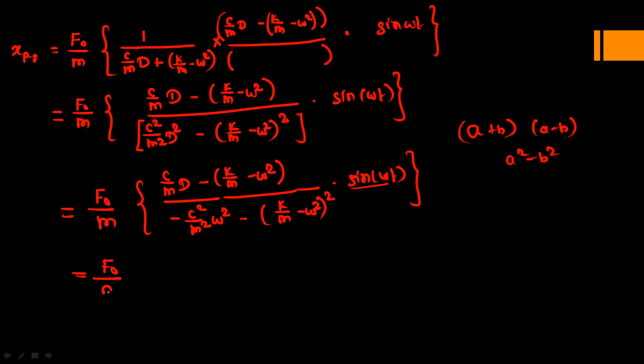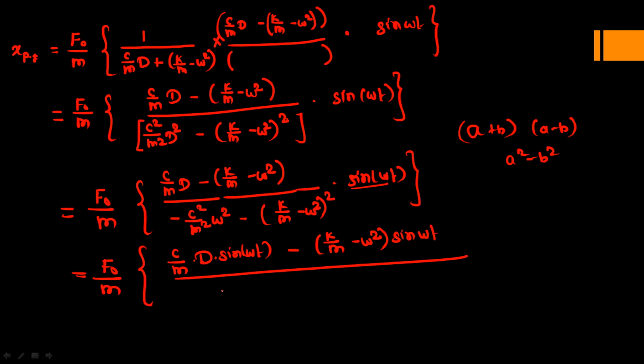So it is F0 upon M, C upon M D sine omega t minus K upon M minus omega square sine omega t. And the denominator is minus C square omega square upon M square and minus K upon M minus omega square.